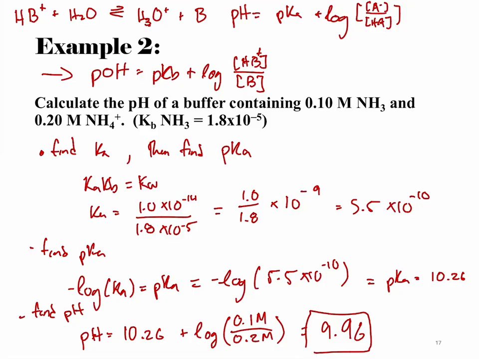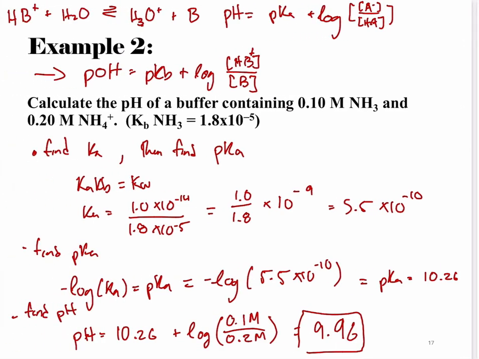All right, any questions on this? So how do you think this is easier or harder than ICE tables? It's a little bit more straightforward, because you're not going through all of the different charts and everything. Mathematically, we're doing the same thing. We just took a couple steps out of the algebra. This equation combines solving for x and then plugging it into minus the logarithm of the H3O plus concentration. That's all that equation does.